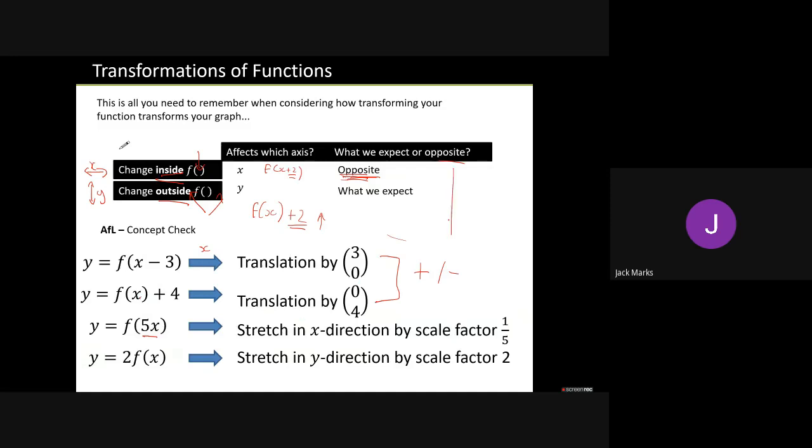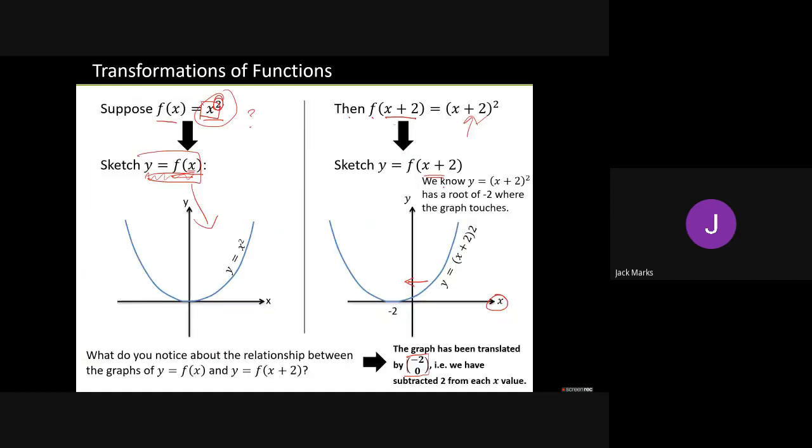And you may need to do these with the sketch. So for example, this sketch, you may need to move the sketch. That would be like a translation. Or you may need to do this with specific points. Say what happens to specific points. For example, the x-coordinate is reduced by 3.